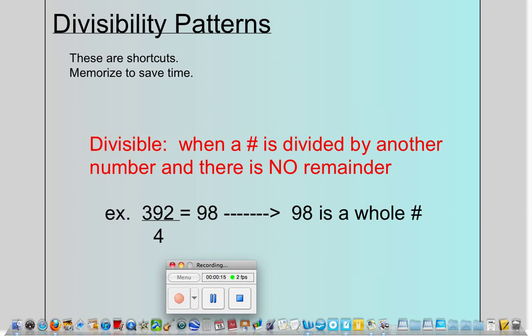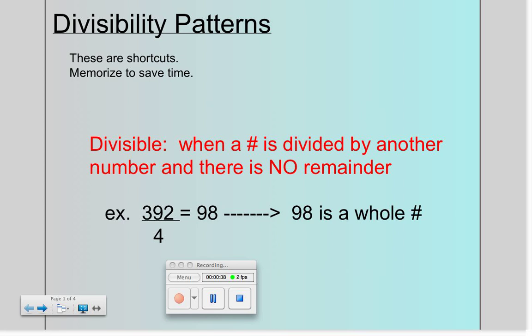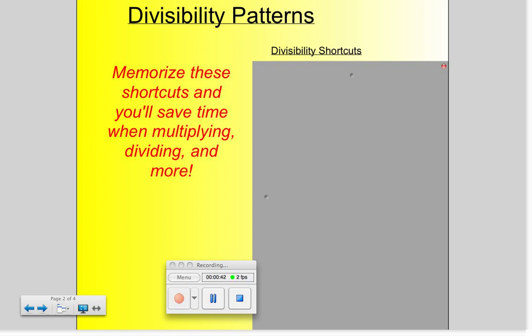First of all, let's talk about what it means to be divisible. When a number is divided by another number and there's no remainder, we say that the number is divisible by that smaller number. So in my example here, you can see that 392 divided by 4 equals 98. 98 is a whole number. We say that 392 is divisible by 4. Now, there are certain rules that we can memorize, and it's going to make our lives easier. And now let's go through each one.